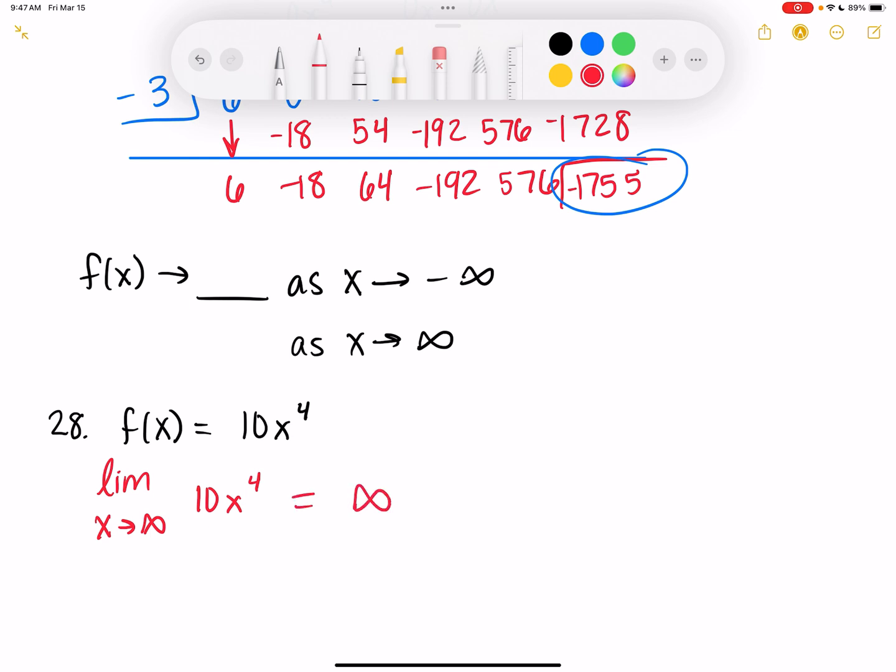Okay? Because if I chose, instead of 500, if I chose 500,000, right, that number is going to keep getting bigger. And ultimately, as x gets as big as it possibly can, which is infinity, that's just going to go to infinity. Okay?